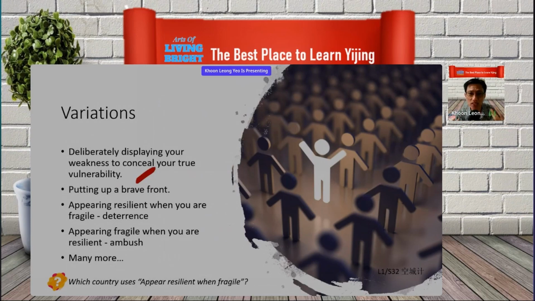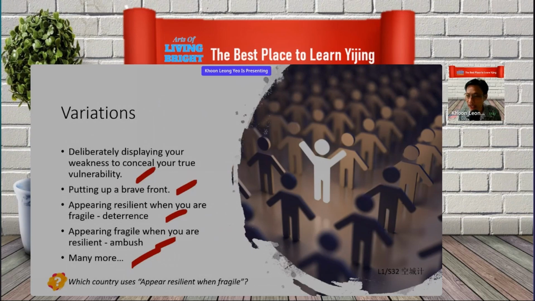This is called deliberately exposing your weakness. Or putting up a brave front. That means you could be very scared, but you purposely put up a very brave front. So this is a reverse 空城计. You do not display your weakness, but you display the reverse of your weakness. Means a brave front. I'm brave. I'm courageous. Or you appear resilient when you are fragile. The purpose is to deter attack. Or you appear fragile when you are resilient. The purpose here is to ambush. There are many more. Can anybody think of any more new variations? Feel free to type in the chat box.